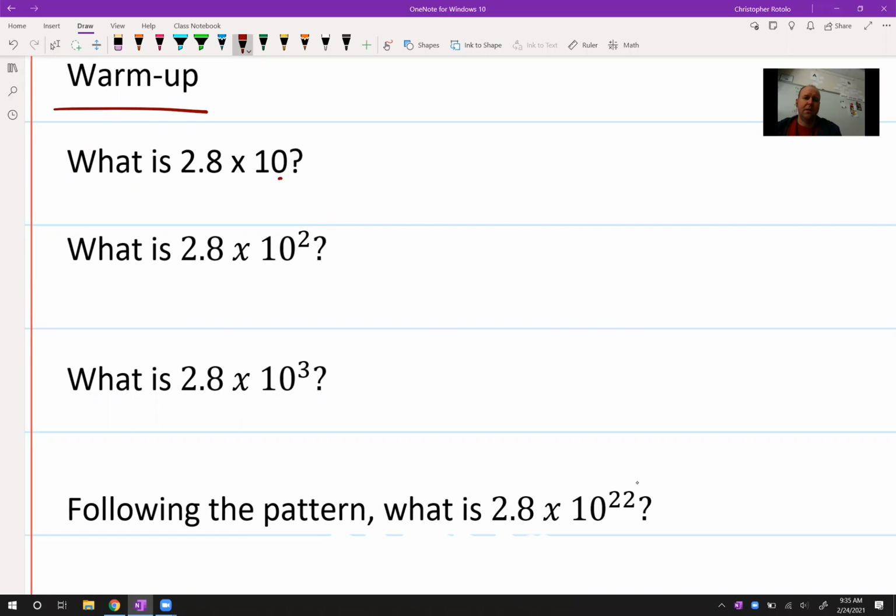2.8 times 10, okay, well, that means I should get 28, right? I got to move this decimal over one place. Well, now it's squared, so I'm going to move it over two places. This should be 280. You get the idea. So this is going to be 2,800. I'm going to move three places, right? This is about movement of decimal places. This is not the number of zeros.